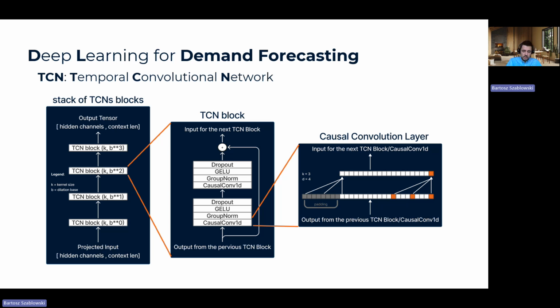Then this projected input is passed into a stack of several TCN blocks, one after another, where each layer takes the representation from the previous one. The main difference between these TCN blocks is the value of dilations. If we zoom into a single TCN block, it consists of 2 causal convolution layers. And after each of them, we have normalization, GELU as activation function, and dropout.